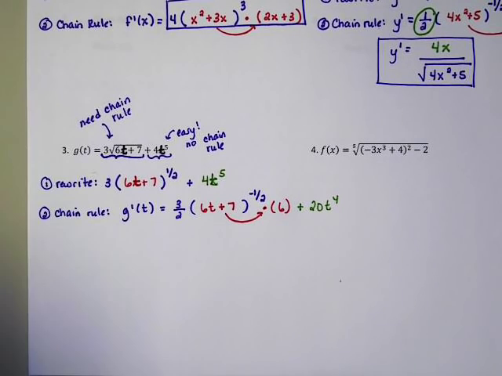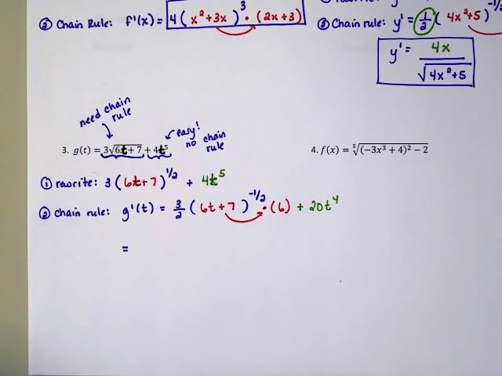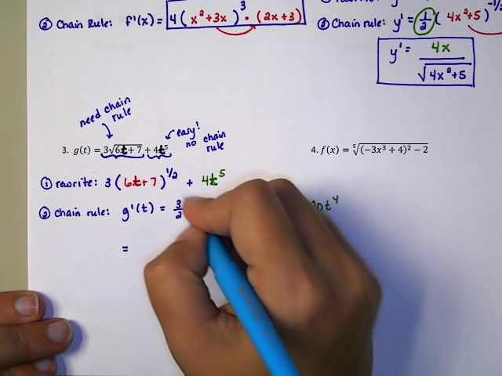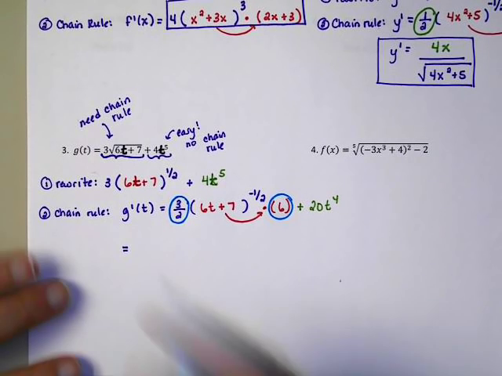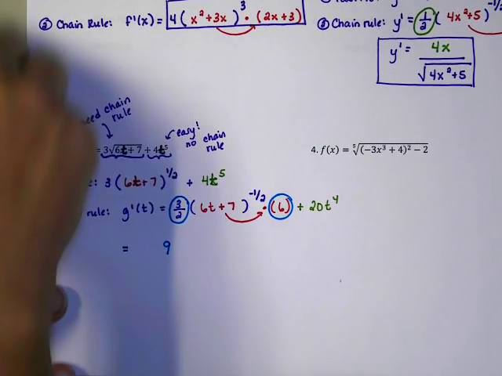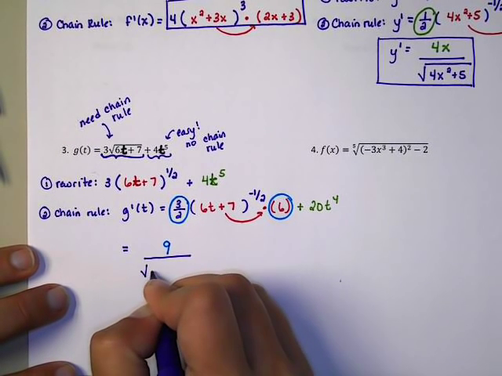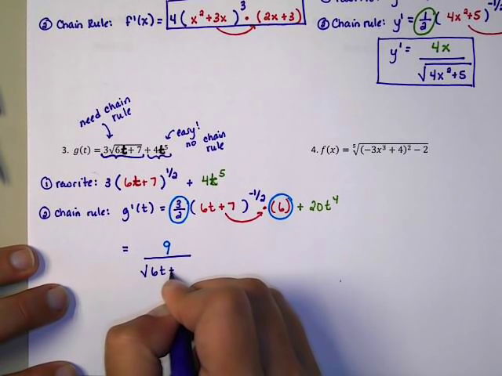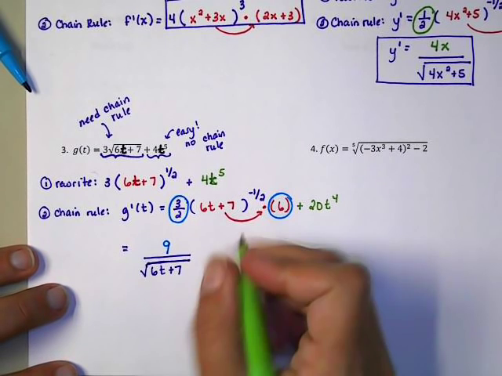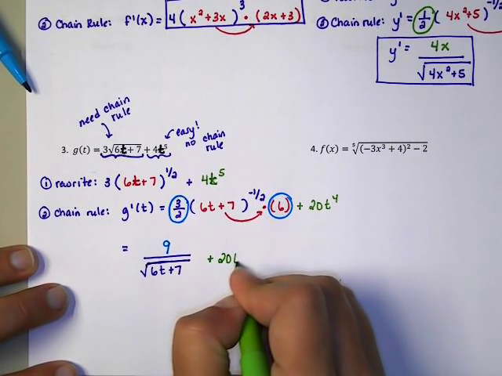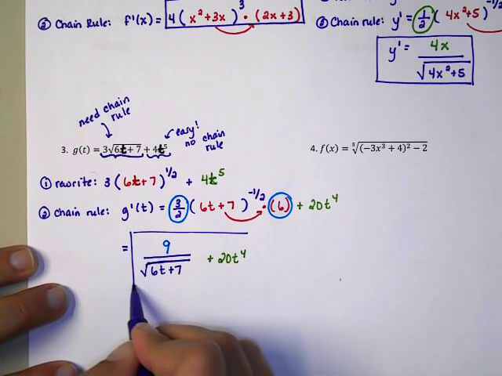Now we're going to simplify. So I'm going to go ahead and combine 3 halves and 6. So 3 times 6 is 18, divided by 2 is 9. I'm going to drop this negative 1/2 power to the denominator and rewrite it as the square root of 6t plus 7. And my second term here would be plus 20t to the 4th. And that would be my answer.